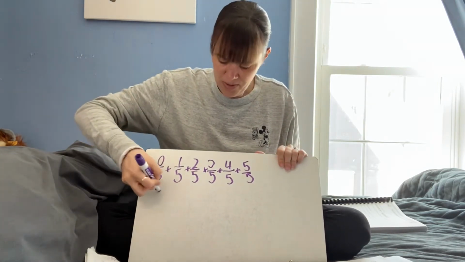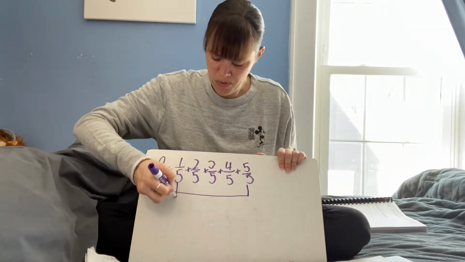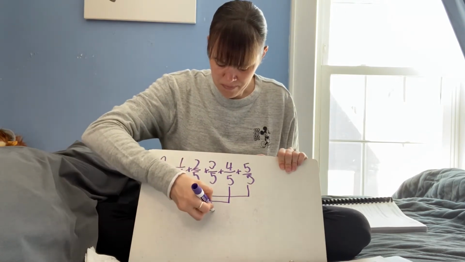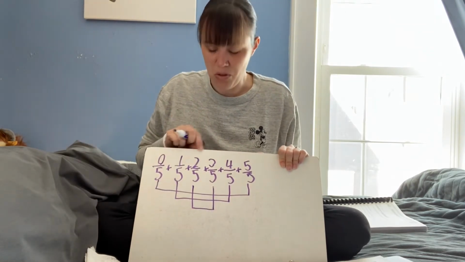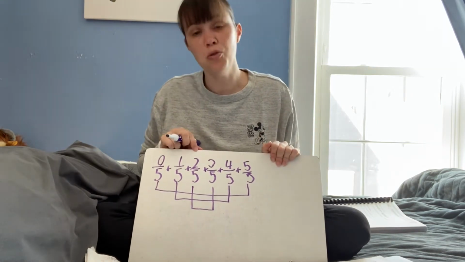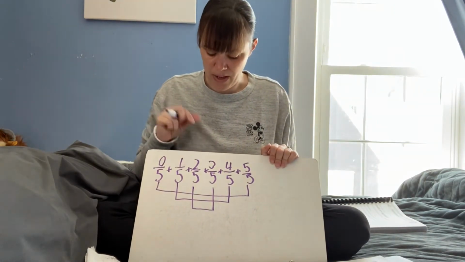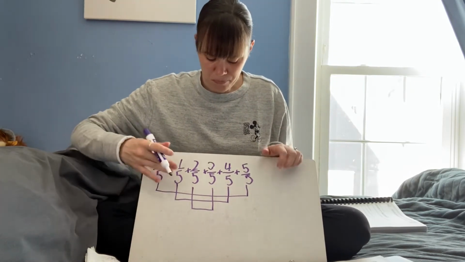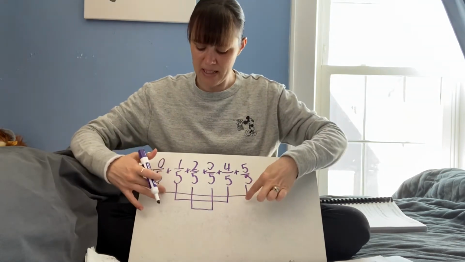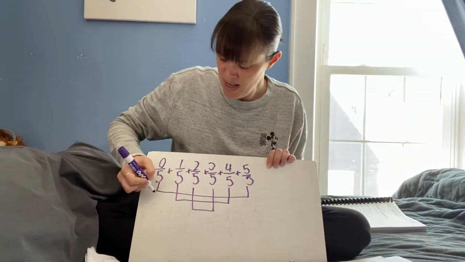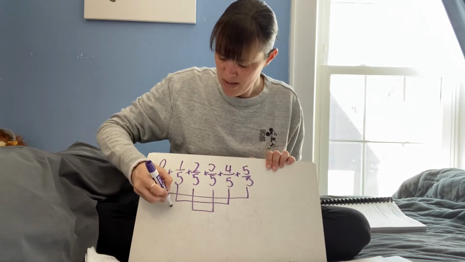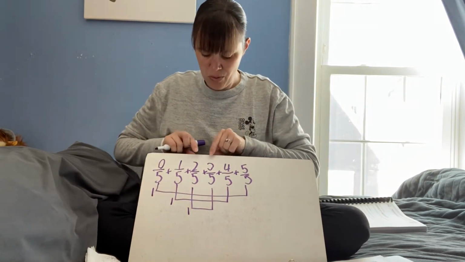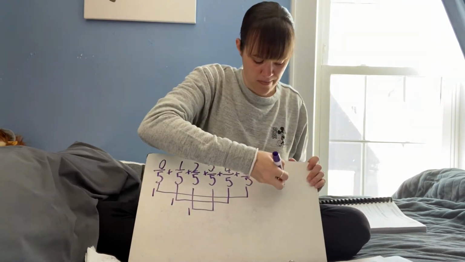So we know that 0/5 and 5/5 make one whole. 1/5 and 4/5 make one whole. 2/5 and 3/5 make one whole, right? 2/5 plus 3/5 is 5/5. So do you see how I broke it down like this? And each time I added 2 more, I separated the lines basically so I can see. Now I can go back and say that's 1, and that's 1, 1, 2, 3 to give me 3 wholes.